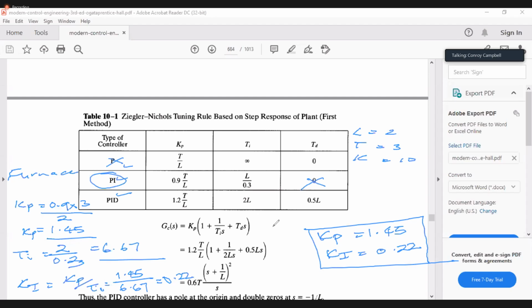So what is Ki again? The gain for the integral controller. When you have an integral controller, excuse me, one second.